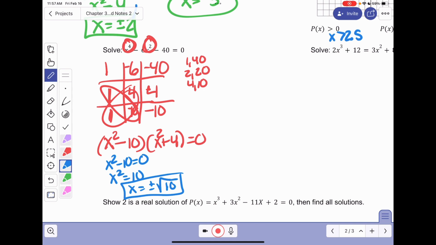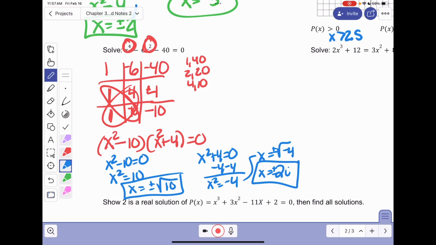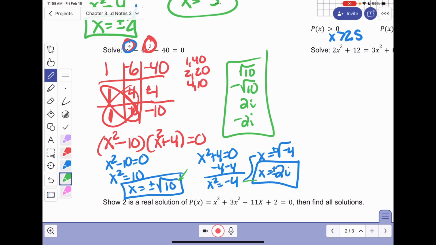And then we have x squared plus 4 equals 0. Subtract 4 from both sides. Take the square root. Well, the square root of negative 4 is 2i, so we have plus or minus 2i, and that gives us our 4 roots. We have root 10, negative root 10, 2i, and negative 2i. Now, you can leave them listed like I have in the blue boxes, or you can separate them in the green. That's up to you.